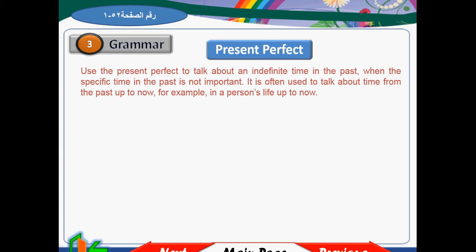The present perfect tense is used when you talk about something that started in the past and continues to the present. For example, I have been married for three years. Another use, you can use it to talk about an activity that you've done several times in the past and you continue to do it now. Like, she has read many books.